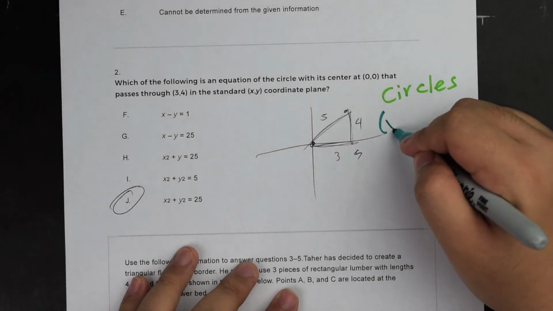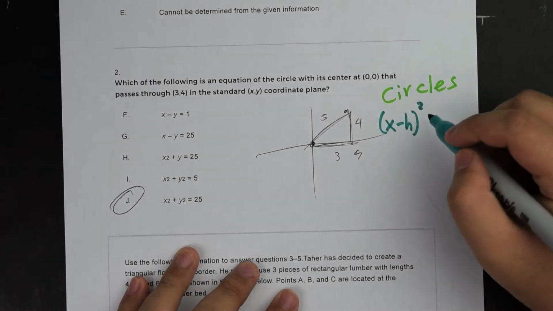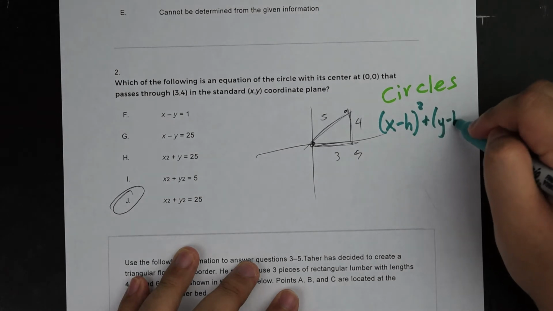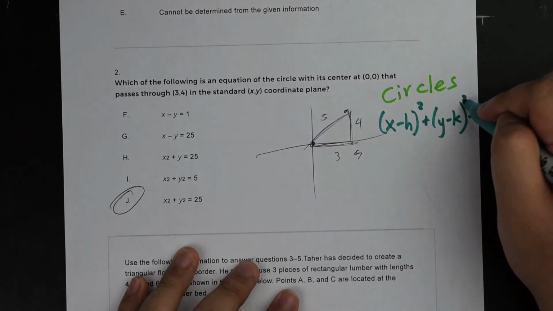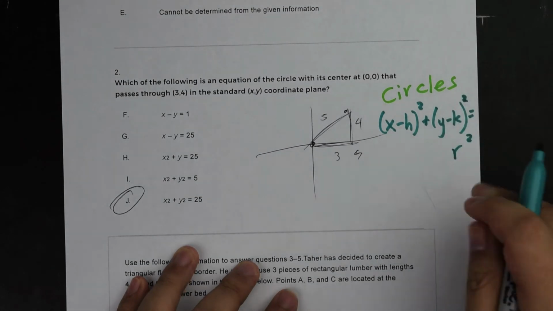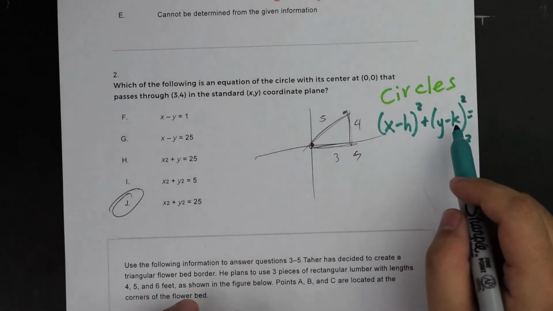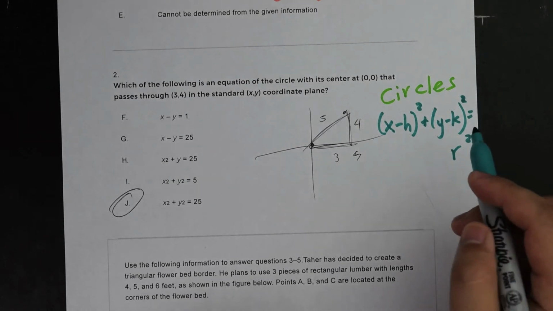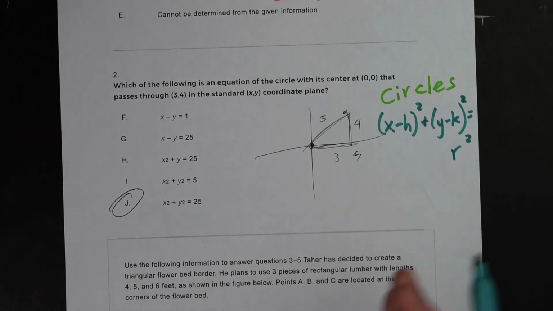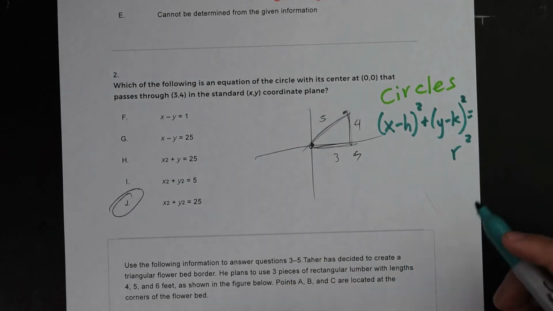It'll be (x minus h) squared plus (y minus k) squared equals r squared. And sorry that it doesn't fit perfectly in here, but the idea behind this equation, (x minus h) squared plus (y minus k) squared equals r squared, is that this equation for the circle has a few things that you need to also understand.